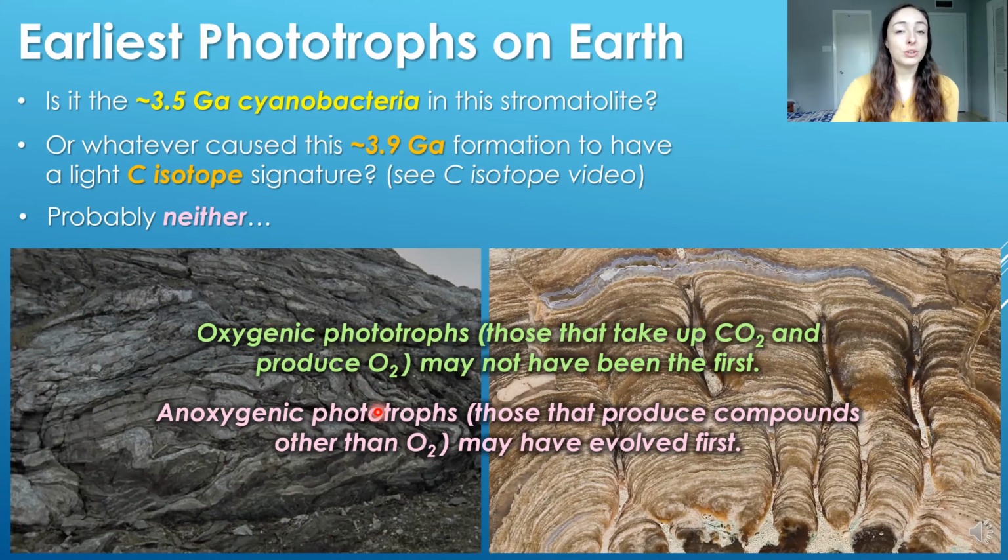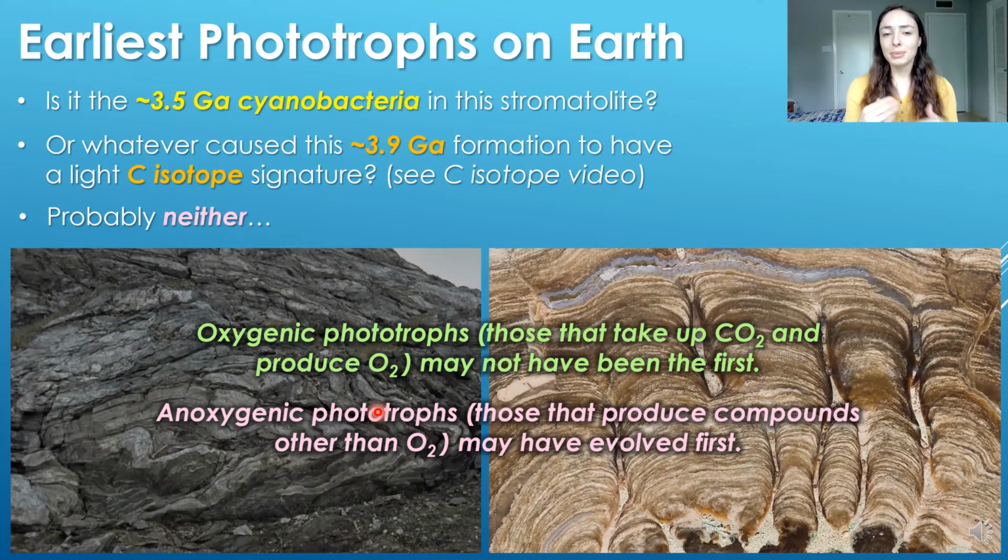Anoxygenic phototrophs are those that produce compounds that aren't oxygen. For example, instead of producing O2 from H2O, there are anoxygenic phototrophs that take H2S, or hydrogen sulfide, and produce sulfate, or SO4. So they don't actually produce O2 or oxygen. That's why they're called anoxygenic. And these likely evolved first, but I'll show you why that is later in the video.